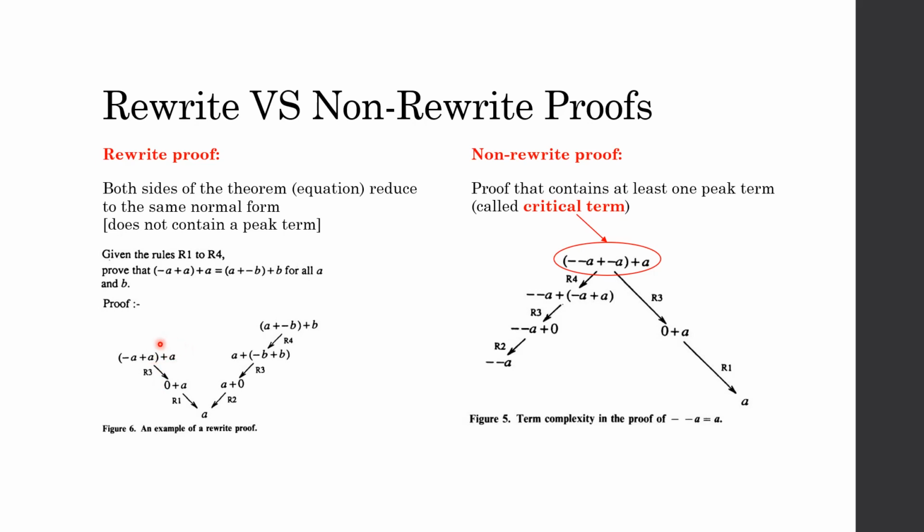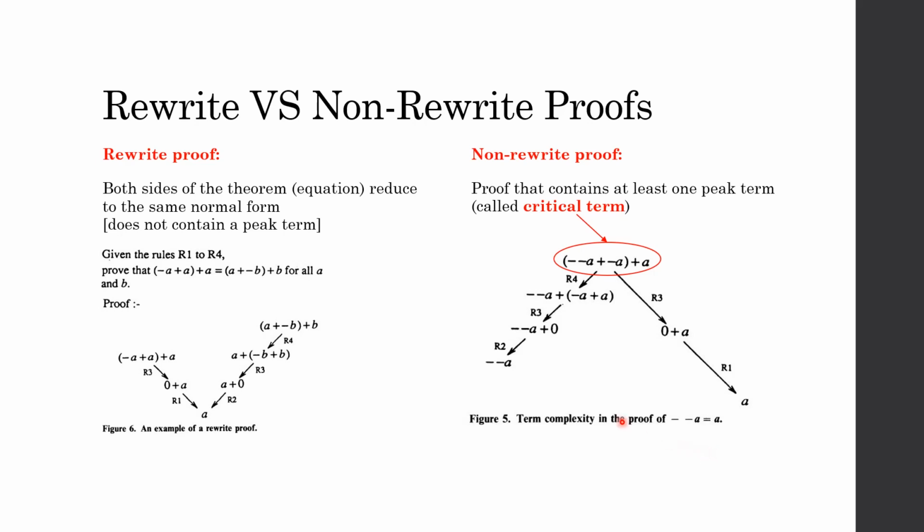So this means that if you go from here to here, this equals this equals this. And if we go from here to here, this equals this equals this, and this equals this. So eventually, this whole chain will be all equivalent. And we have the same normal form, so we can conclude that this will be equal to this. Whereas in a non-rewrite proof, for example, we want to prove negative A equals A. Both are at the normal form. We are unable to continue writing a rewrite proof.